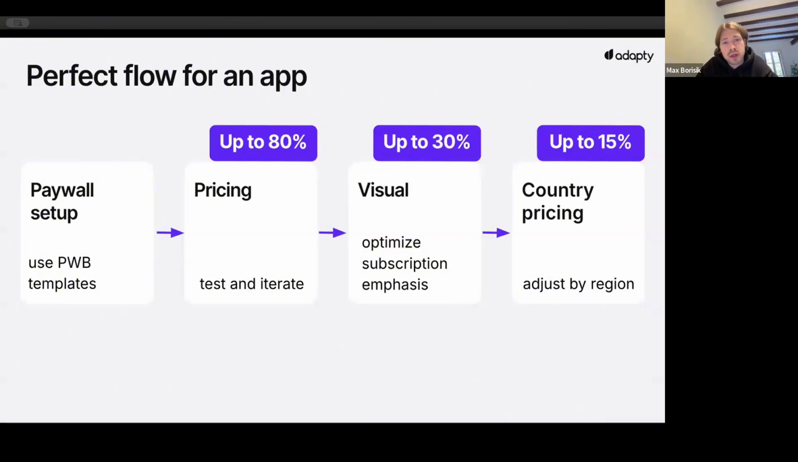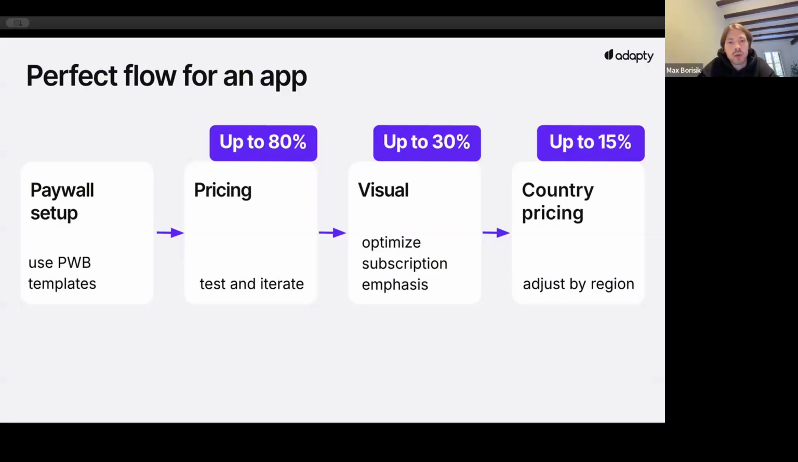If we talk about a new app, for example, you just set up a great paywall. You can use our paywall builder templates or paywall generator. So we have a great looking paywall in the beginning.